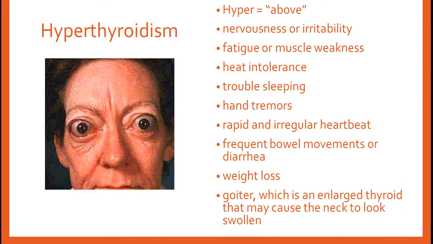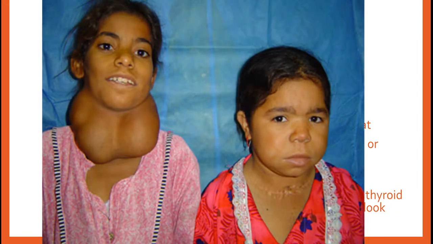And so for hyperthyroidism, the only way to deal with that is surgically. We can see these little girls right here. This girl has a problem. This is called a goiter. That is the thyroid gland.